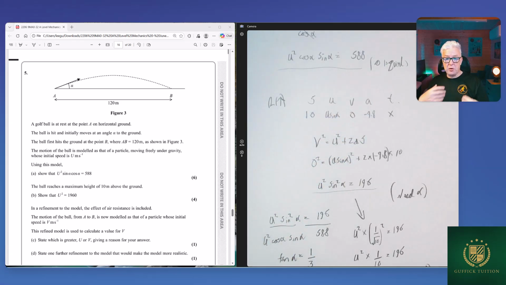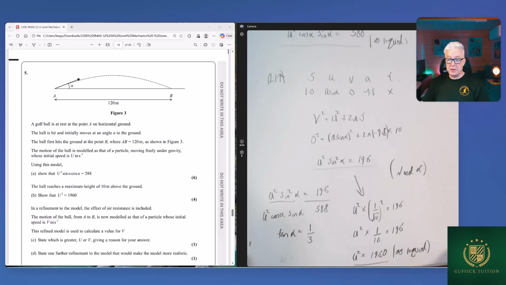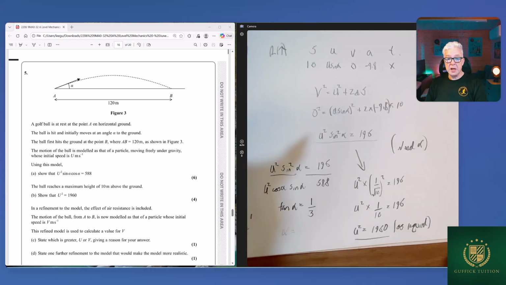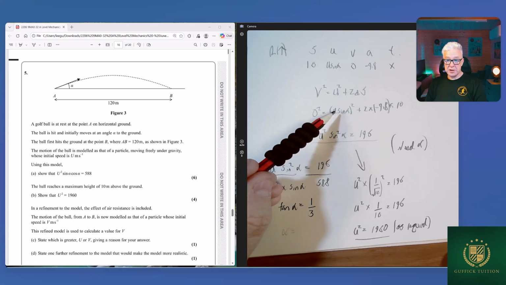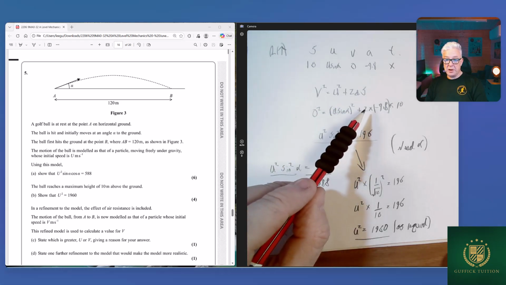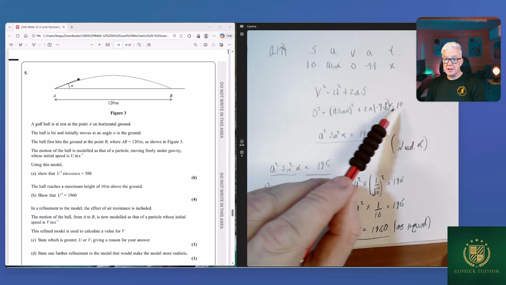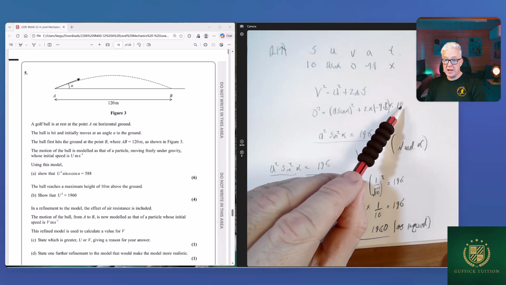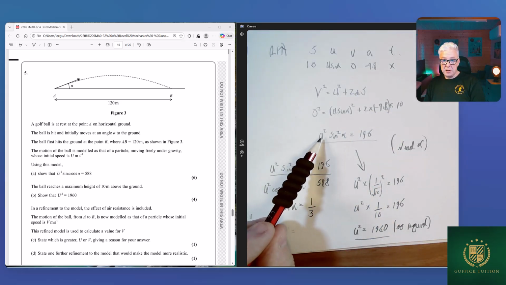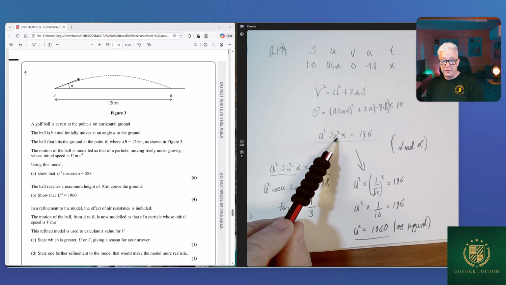And in a SUVAT, you can always get away without knowing one of them. So we don't need to know about the time this time. Okay, so we're going to use the SUVAT v squared equals u squared plus 2as. So the final velocity is 0 squared. The initial velocity is u sine alpha, plus 2 times minus 9.8 times the displacement, which is 10. So that gives us that u squared sine squared alpha is 196.